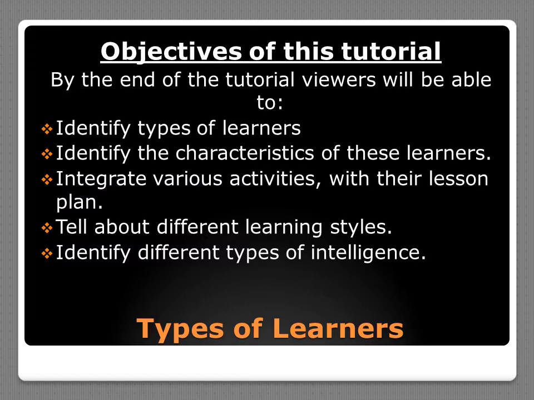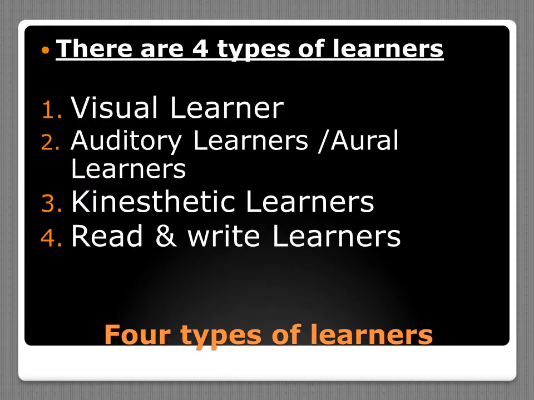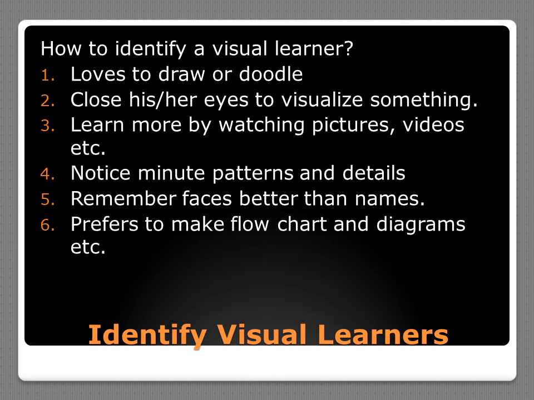I have already shared a video about this, but still, after learning about different types of learners, you will be able to identify and differentiate between different learning styles and identify different types of intelligence as well. Okay, talking about types of learners, we have four types: the visual learner, auditory learners, who are also called oral learners, kinesthetic learners, and read and write learners.